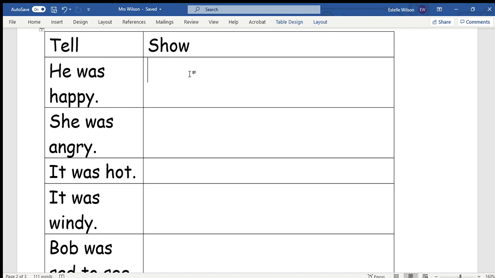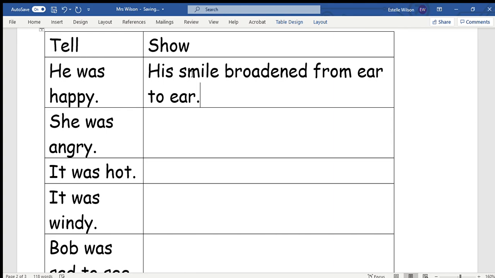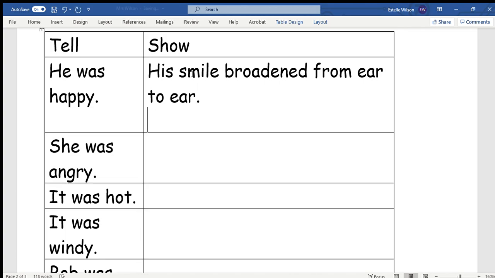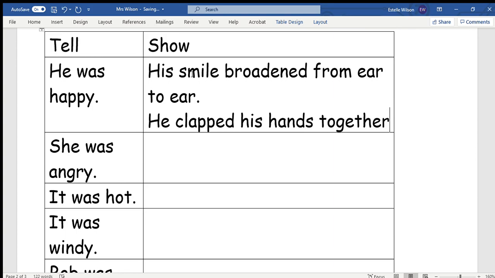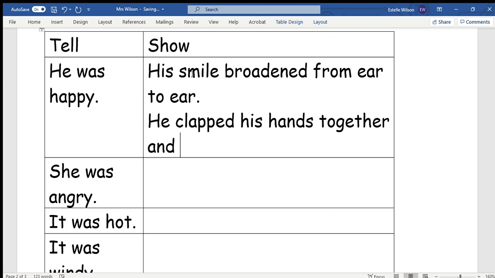Let's have a go. I'm going to put his smile broadened from ear to ear. So this is showing me through his face how he's feeling without saying he was happy. Okay, what's his body doing? Well, his body, if you're really happy, you could put he clapped his hands together. And if he's also really happy, he might say and jumped up and down with joy.